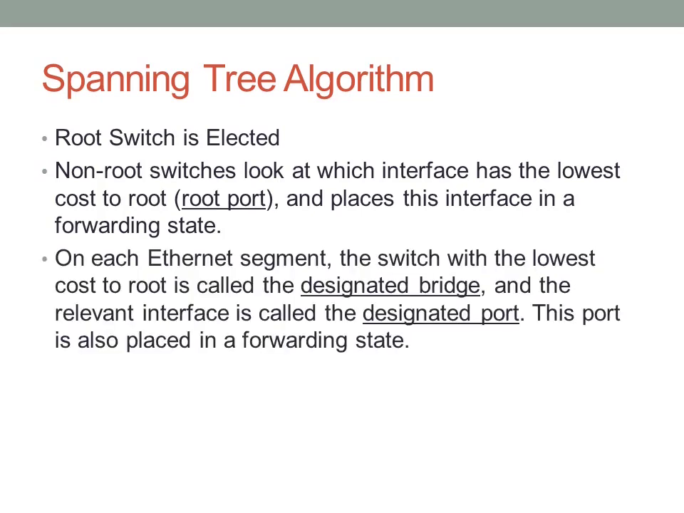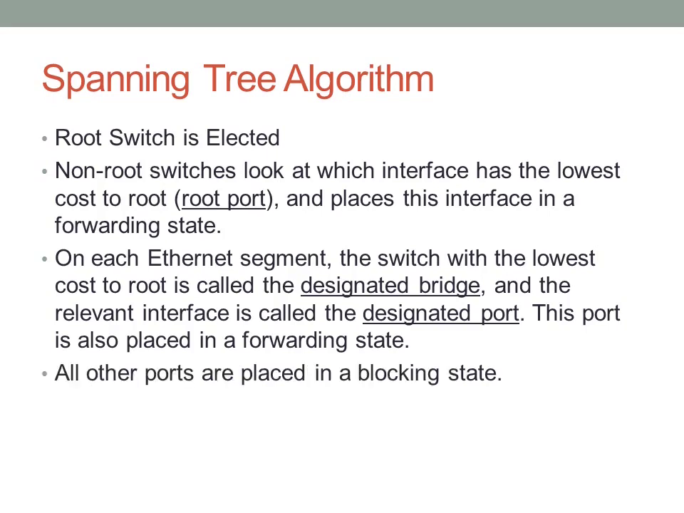Again, the root is the center of our spanning tree topology. And then after that, on each Ethernet segment, the switch with the lowest cost to root will be called the designated bridge. So on each Ethernet segment, we're going to look at the BPDU cost, and the port that ends up receiving the BPDU with the lowest cost will be selected as the designated port, and this port is placed in a forwarding state as well. If a switch receives no BPDUs on a port, it will place this into a forwarding state because it sees its own BPDU as the best BPDU for that interface. If it receives another better BPDU, it will place that port into a blocking state because the other side obviously has a better cost to the root.